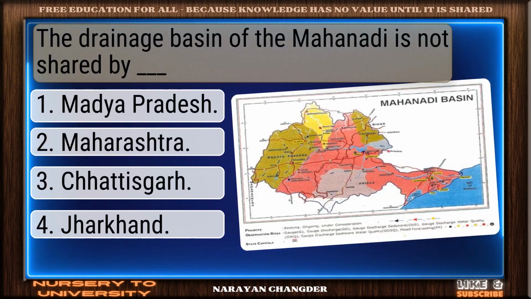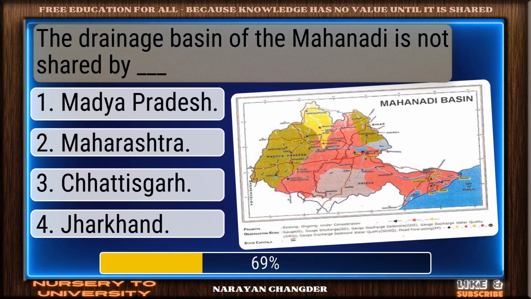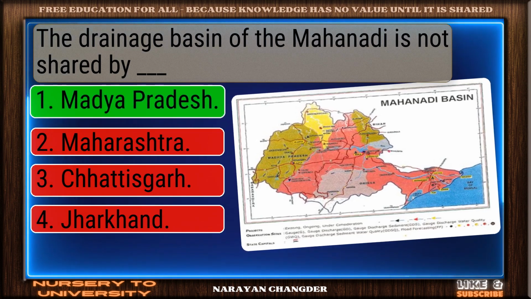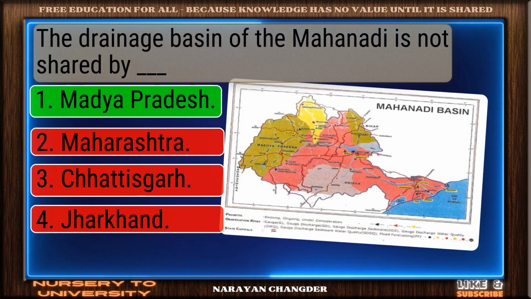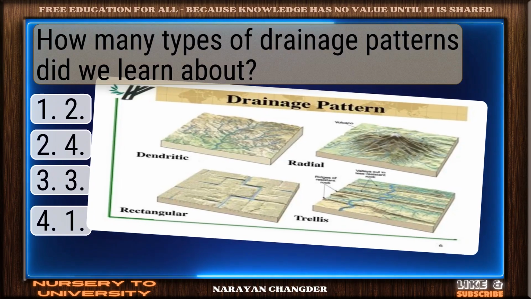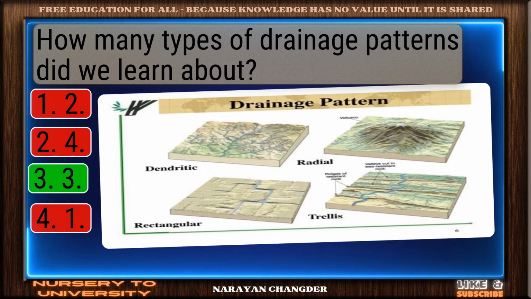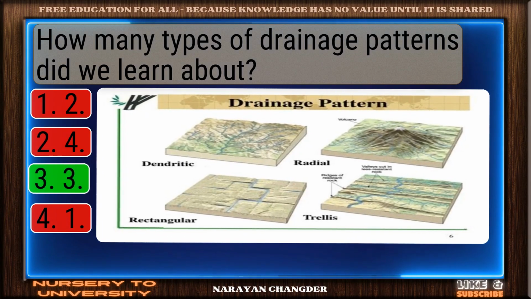The drainage basin of the Mahanadi is not shared by dash. Excellent. Madhya Pradesh is a brilliant choice. How many types of drainage patterns did we learn about? You got it. Your choice 3 is right.